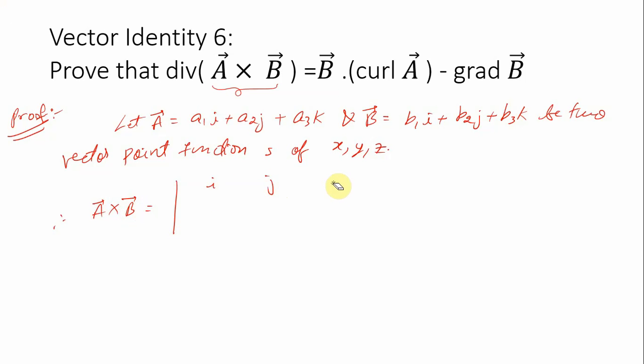So this will give you i, j, k, a1, a2, a3. First a is there, then we take b, b1, b2, b3. This will give you, student, summation of i.